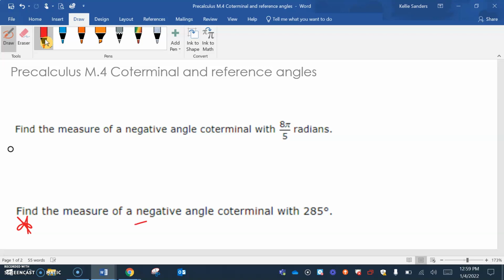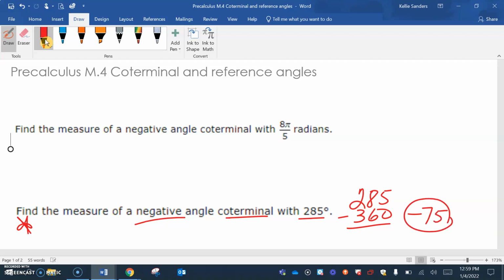Find the measure of a negative angle coterminal with 285. And this is what we just did on M3. So we're going to take 285 and we're going to subtract 360. We're going to get our calculators out because we don't want to waste time. And get negative 75. Negative 75 is the same thing as positive 285.